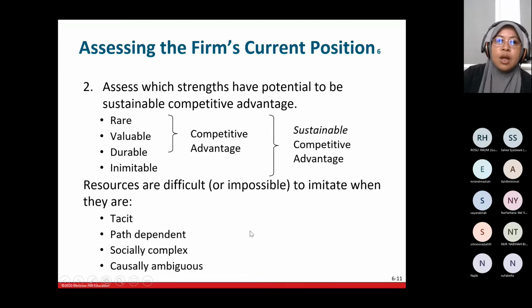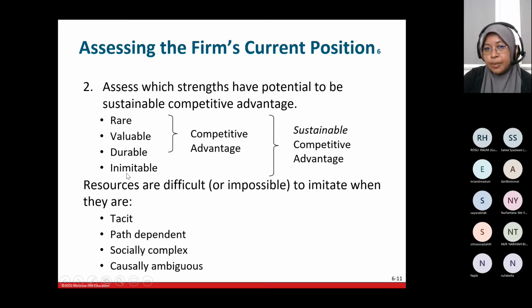Also, assess which strengths have the potential to be a sustainable competitive advantage. Competitive advantage is about what a company has to compete. Generally it should be rare, meaning not easy to find, valuable, durable, and inimitable. Inimitable means it is not easy for other companies to imitate. The first three are the competitive advantage, but all four are the sustainable competitive advantage.